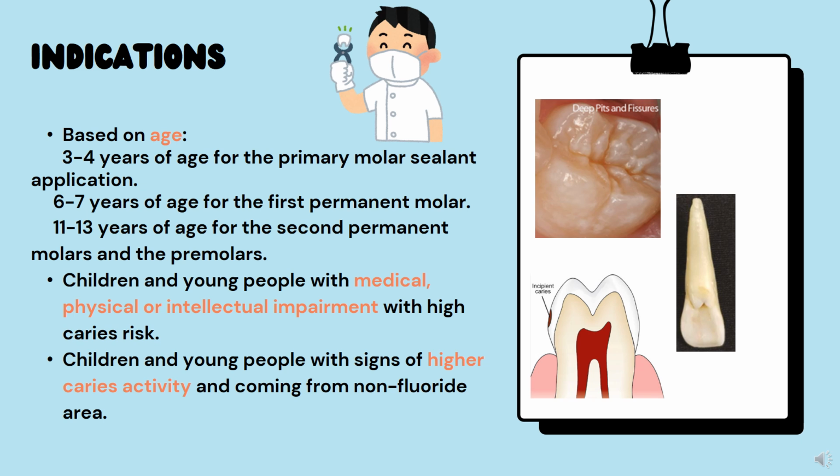Okay, next. What is the indication of this Pit-and-Fissure sealant? Depending on the age, 3 to 4 years of age for a primary molar sealant, this application can be given, or 6 to 7 years of age when the first permanent molar erupts, you can give this Pit-and-Fissure sealant. 11 to 13 years of age for the second permanent molar and premolar, you can give. Children and young people with medical, physical and intellectual impairment with high caries risk. Children and young people with signs of higher caries activity and coming from non-fluoride area, these Pit-and-Fissure sealants are indicated. So always remember, for newly erupted teeth, this Pit-and-Fissure sealant is one of the indications.